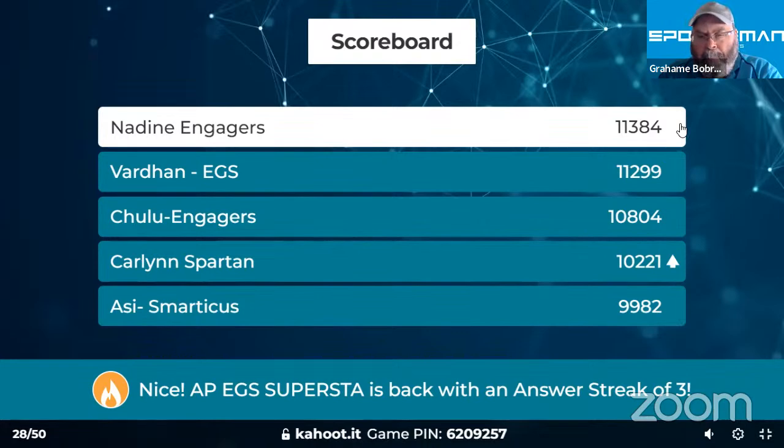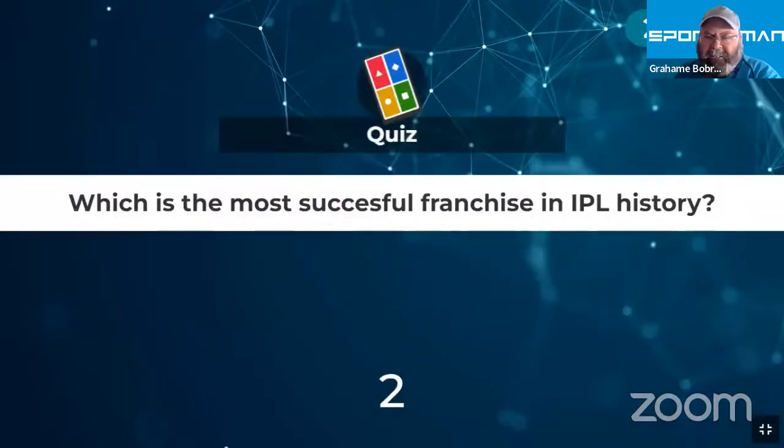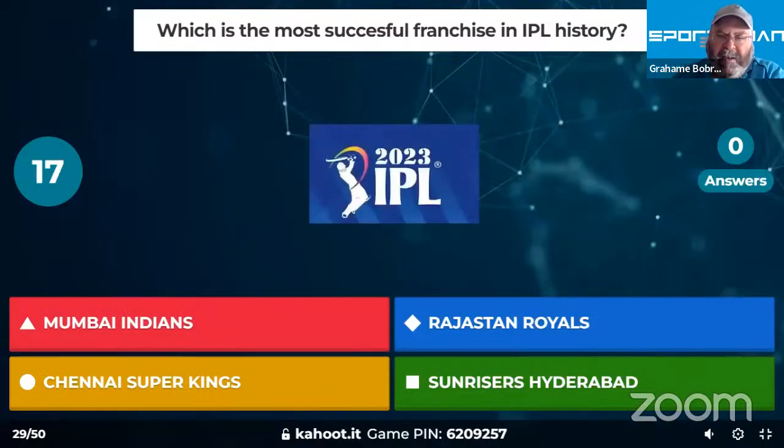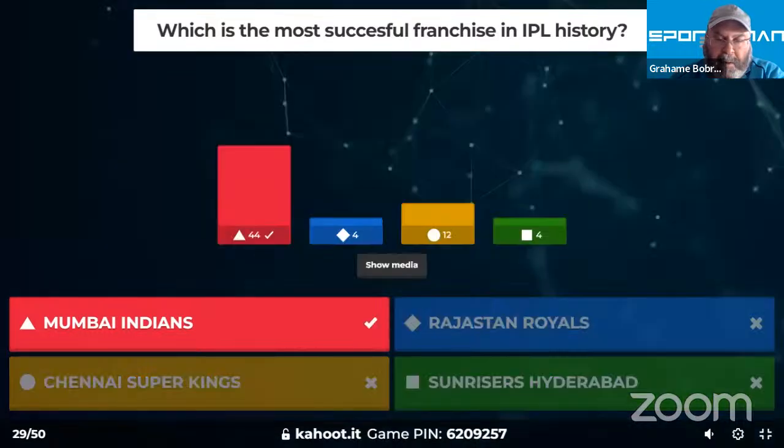Next question, here we go. Which is the most successful franchise in IPL history, Indian Premier League? Is it the Mumbai Indians, the Rajasthan Royals, the Chennai Super Kings, or the Sunrisers Hyderabad? Four of you correctly allocating the Mumbai Indians, who have won 4 titles. The Googlers might have seen Chennai Super Kings as being the most successful because they've won the most amount of games over the period of all the IPLs. However, the Mumbai Indians are classified as the most successful because they've won the most trophies.